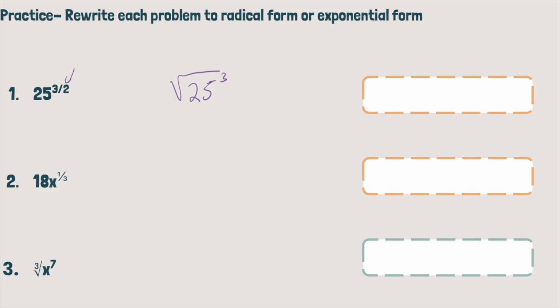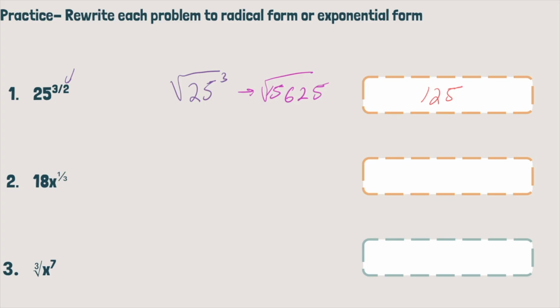Now this can be reduced because it's a number, so 25 to the 3rd power is what we're going to do first. So 25 times 25 times 25 is going to be 15,625, which I'm sure we all knew off the top of our head. But that is going to be square rooted. So the square root of 15,625 is 125. So if we have numbers, we can simplify. If we have variables, not so much, because we don't know what those variables are.